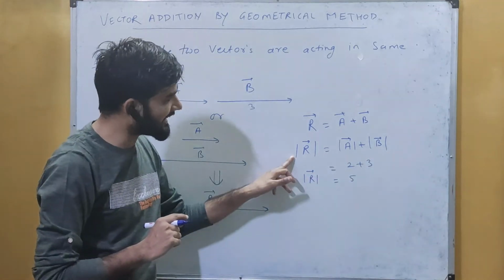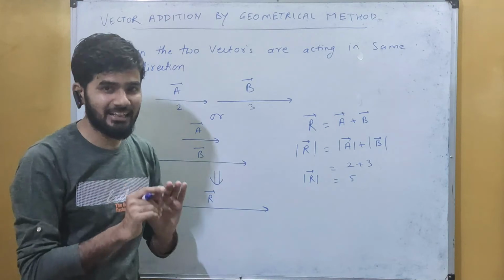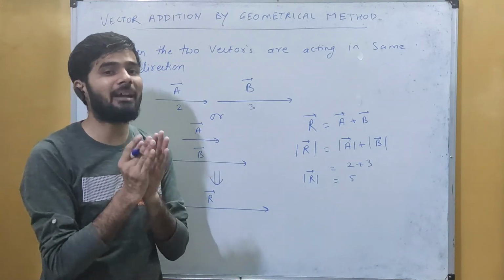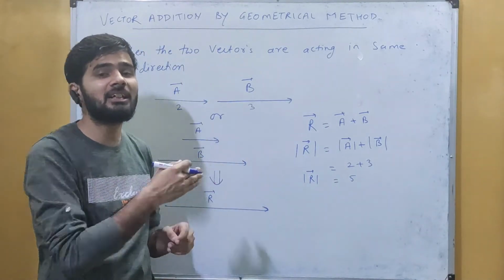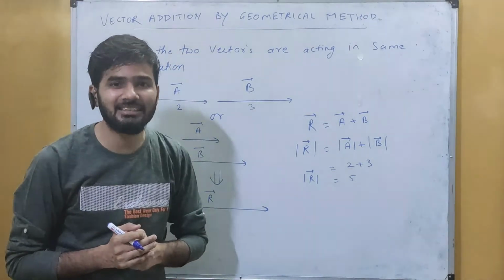Okay, so here we can do this only in one case, that is when the two vectors are acting along the same direction, that is the angle between them is equal to 0 degree. If they are inclined at some angle theta, then we cannot use this here, as we have seen in the case of resultant vector. So this is the case when the two vectors are acting in the same direction.